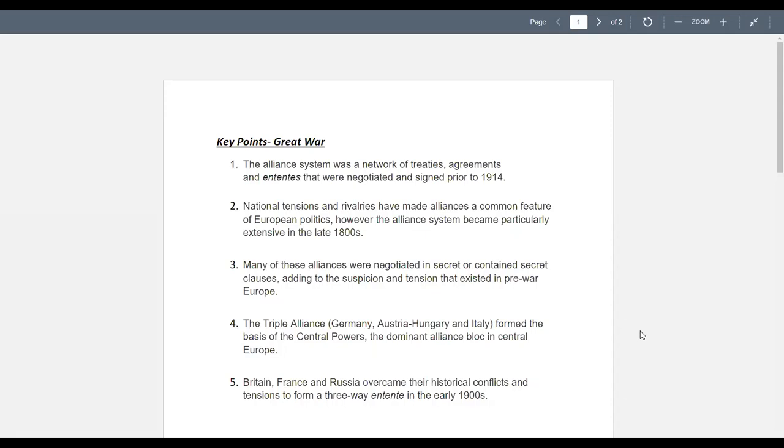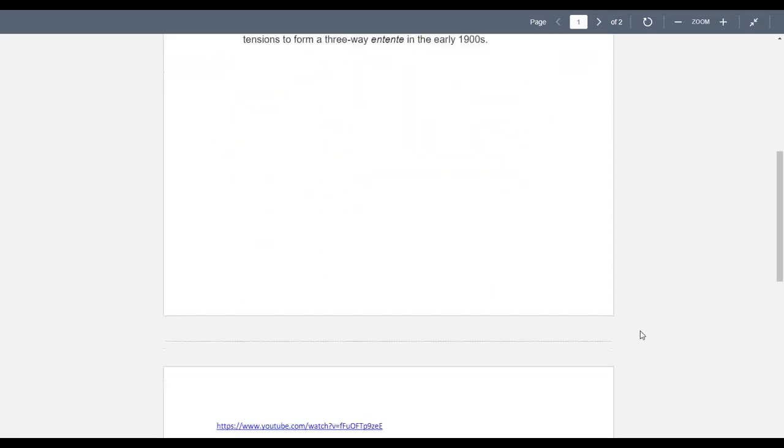Many of the alliances were negotiated in secret, as I said. Those secret clauses basically bound one country to protect another if they were attacked. The Triple Alliance, Germany, Austria-Hungary, and Italy, formed basically one side of what is going to be World War I, the Central Powers. Britain, France, and Russia are going to join together and form the Allies, or what we would consider the Allies.